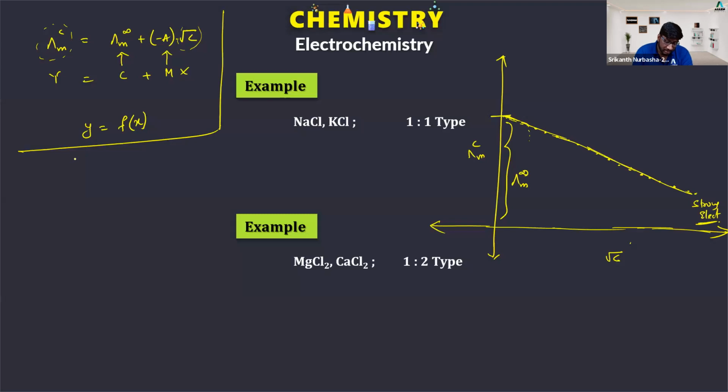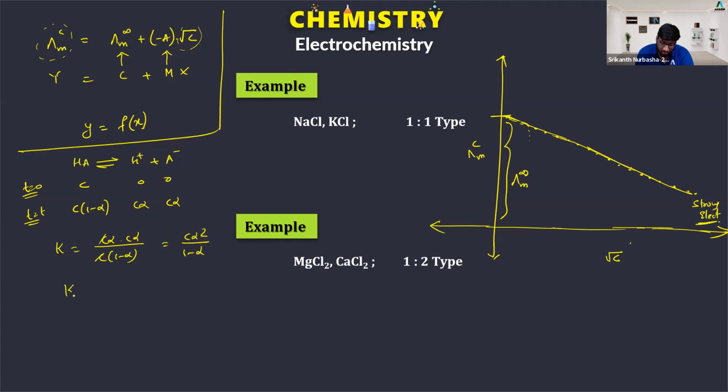For weak electrolyte, let us say HA dissociates to produce H plus and A minus. Again, we have Ostwald's dilution law. At time t equal to 0, we have concentration C, 0, 0. At time t equal to t, we have C into 1 minus alpha, C alpha, and C alpha. So K is equal to C alpha into C alpha by C into 1 minus alpha. C gets cancelled out. So you will get C alpha square by 1 minus alpha, or K is equal to C alpha square, since 1 minus alpha is approximately equal to 1. So K is equal to C alpha square.